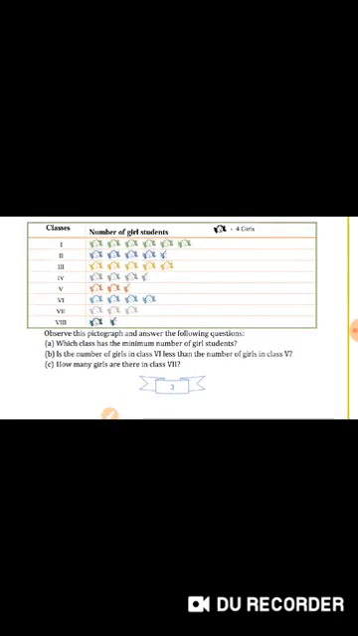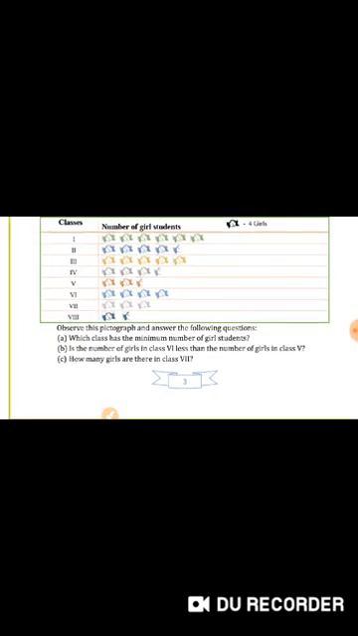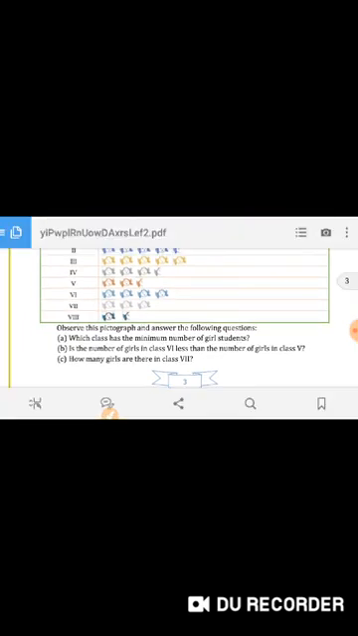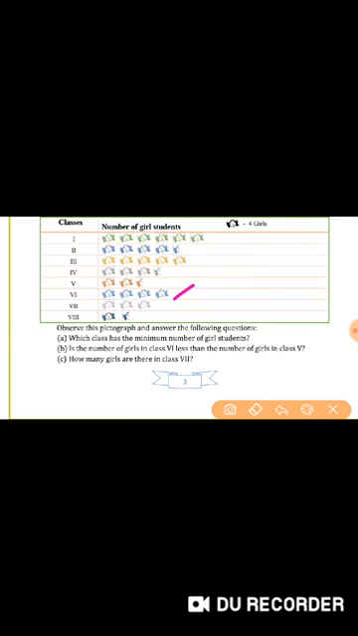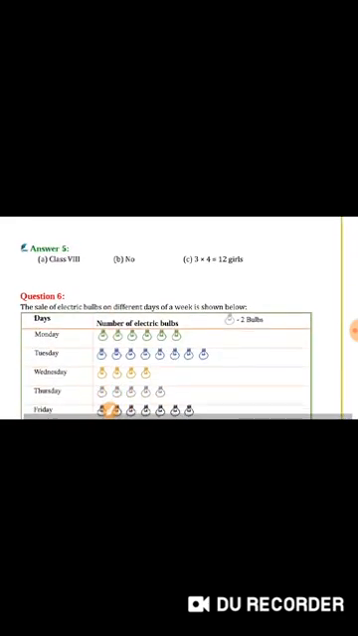Then, is the number of girls in class 6 less than the number of girls in class 5? So is 6 less or more? Yes, more it is, not less, more it is. How many girls are there in the 7th? 4 plus 4 plus 4, 12. So 12 girls are there, like that.